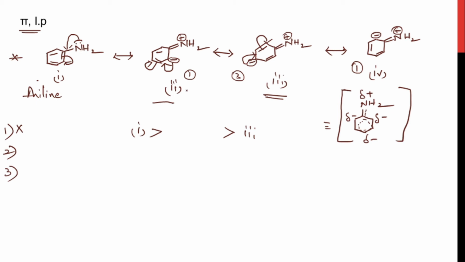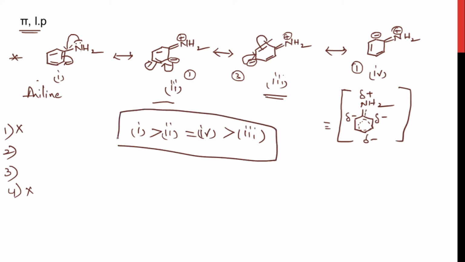Now we have to find the order of stability between the second and fourth ones. They're definitely more stable than the third one. To differentiate them, we'll apply the fourth rule, which is positive charge on an electropositive atom and negative charge on an electronegative atom are stable. But in both resonating structures, the positive charge is on nitrogen and the negative charge is on carbon. So we can't differentiate using the fourth rule, and we can say the second and fourth resonating structures have the same stability. So this is the order of their stability.